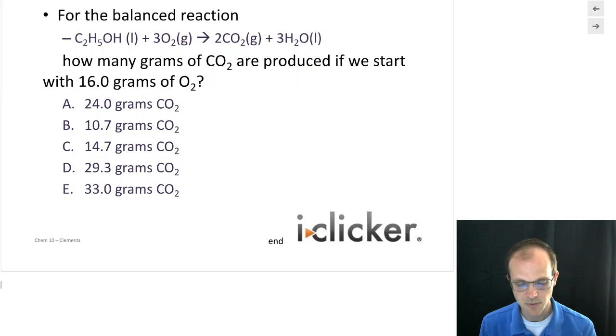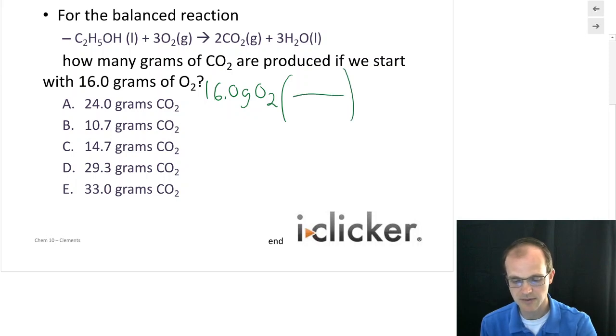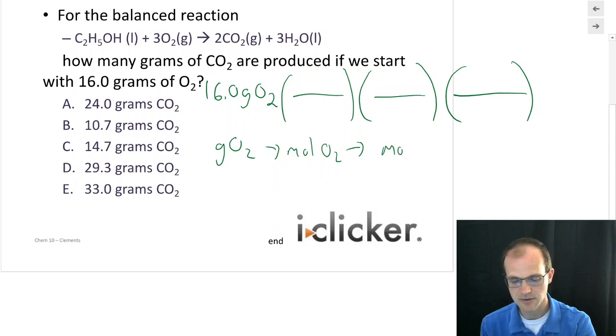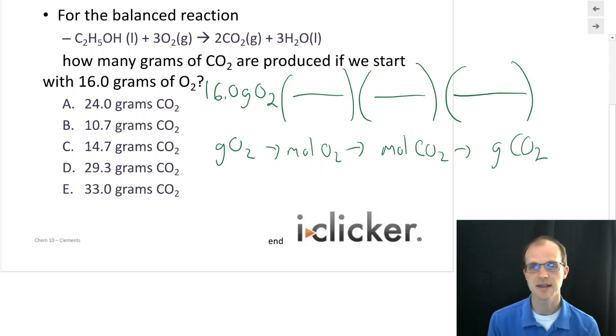All right, we're going to start with 16.0 grams of oxygen. We know we need 3 conversion factors to do this. So we're going to write out our 3 conversion factors. What's it going to be? It's grams of what we start with, to moles of what we start with, to moles of what we end with, to grams of what we end with. And so it looks something like that.